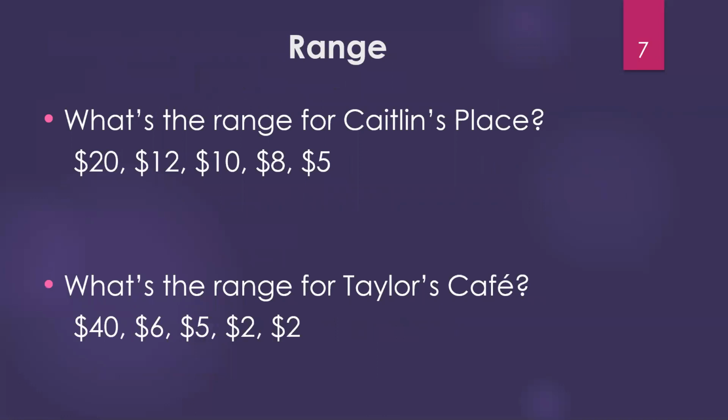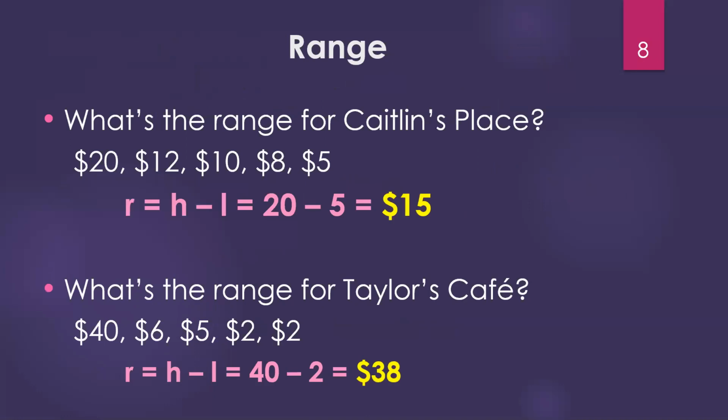And we can calculate the range for Caitlin's Place and for Taylor's Cafe, right? So here the values are already conveniently listed in order with the highest values on the left and the lowest values on the right. So our formula again for range is R equals the highest value minus the lowest value. Here our highest value is $20, our lowest value is $5. So we calculate our range for Caitlin's Place as $15.